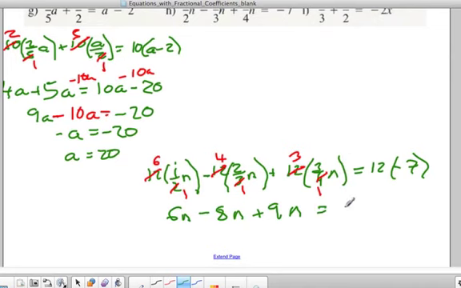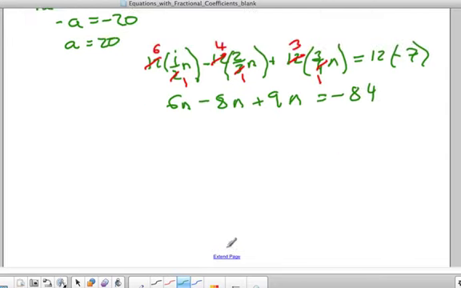So this is equal to 12 times negative 7 is negative 84. So next we have 6n minus 8n is negative 2n plus 9n is 7n is equal to negative 84. Divide both sides by 7. You get n is equal to negative 12.